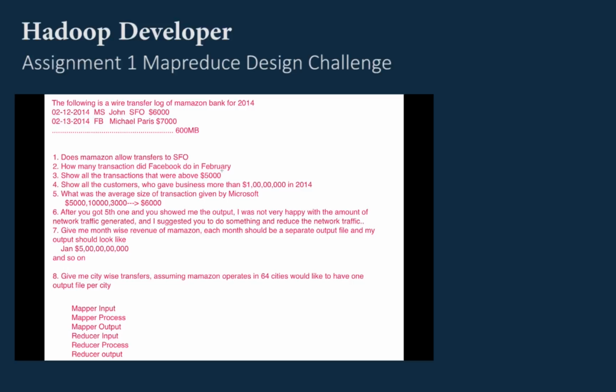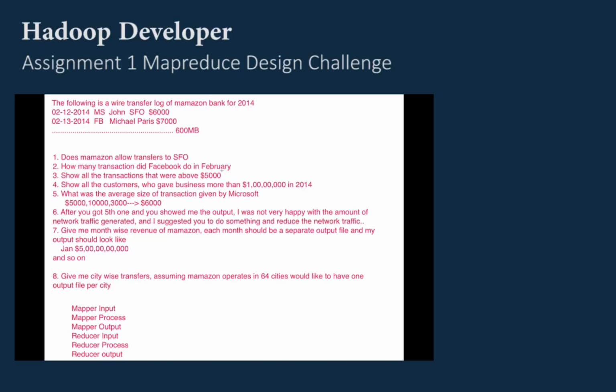In the seventh one, we are talking of giving the month-wise revenue for Mamazon, where each month should be a separate output file. So what we are looking for is monthly revenue for Mamazon, where each month should be a separate output file. So we are expecting 12 output files. Output file 1 would have consolidation for Jan, output file 2 for Feb, output 3 for March, output 4 for April, May, June, July, August, September, October, November, December. So that is problem number 7.